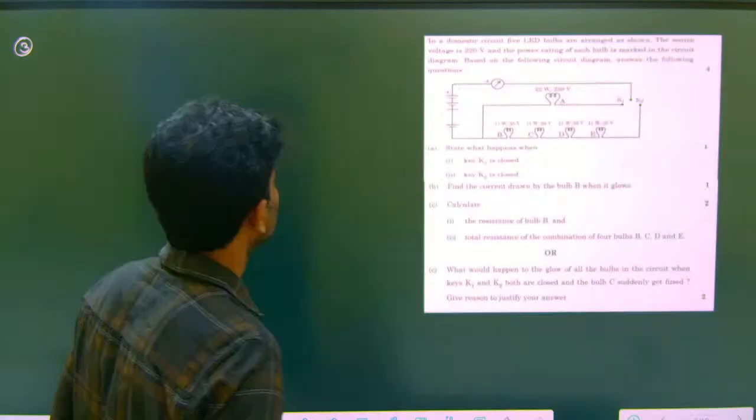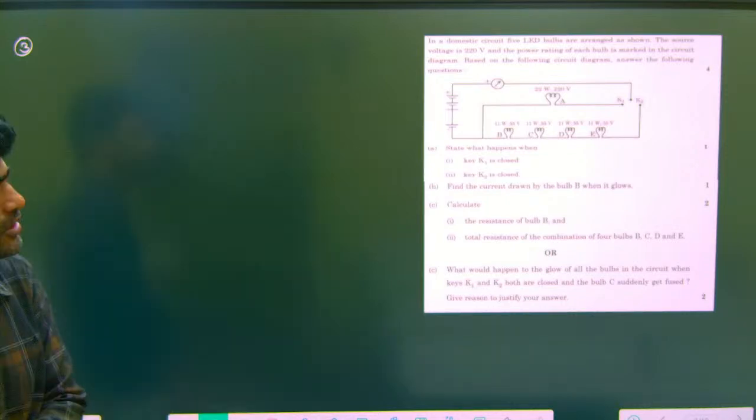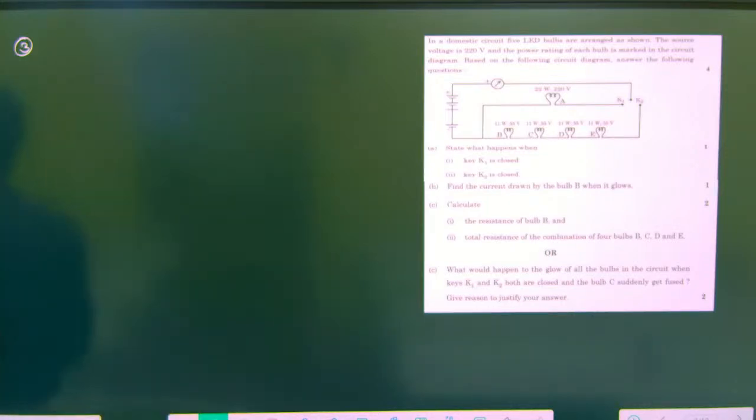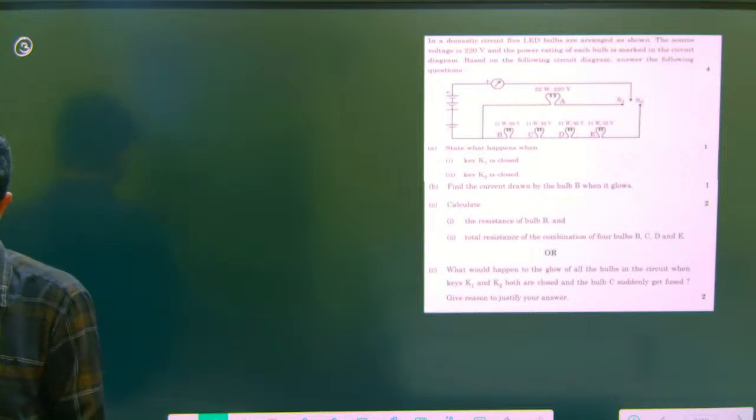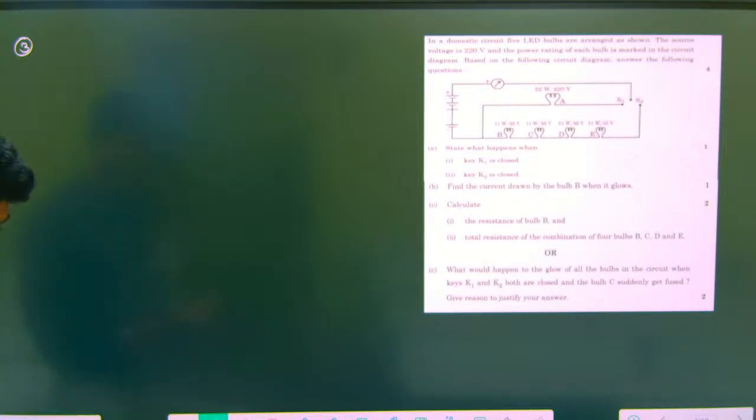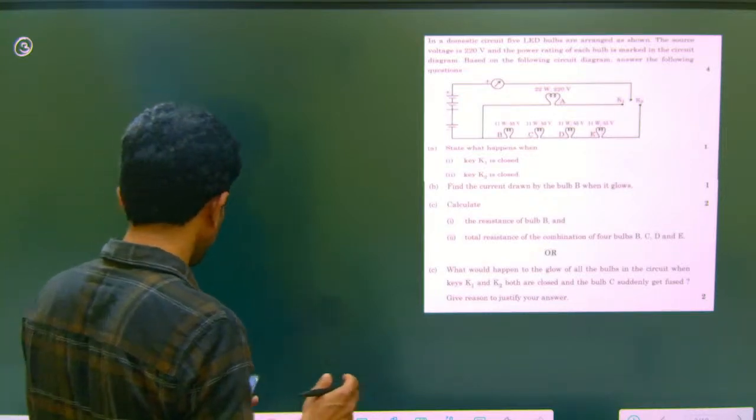Yeah, this is another question. This is a case study question from electricity. Here, a parallel and series combination is given.